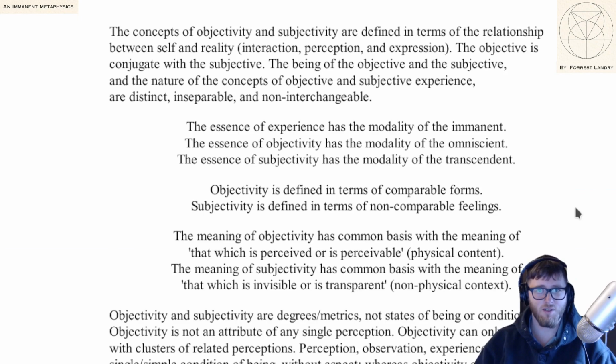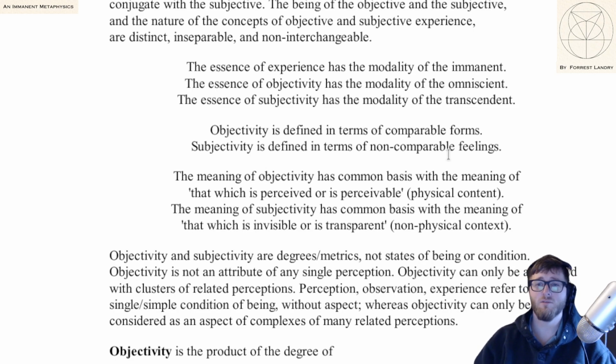The concepts of objectivity and subjectivity are defined in terms of the relationship between self and reality, interaction, perception, and expression. The objective is conjugate with the subjective. The being of the objective and the subjective and the nature of the concepts of objective and subjective experience are distinct, inseparable, and non-interchangeable. The essence of experience has the modality of the immanent, the essence of objectivity has the modality of the omniscient, and the essence of subjectivity has the modality of the transcendent.